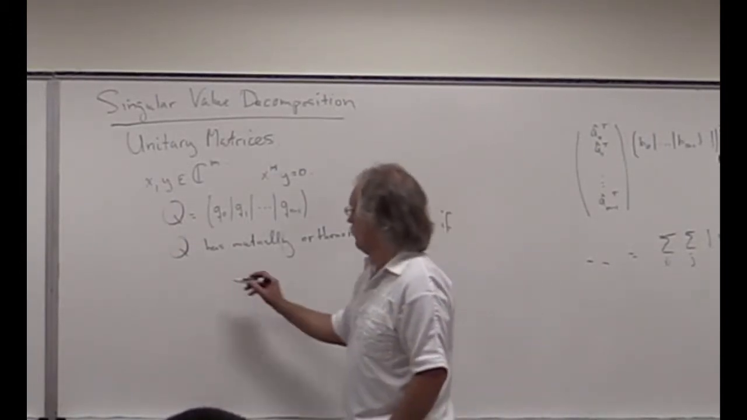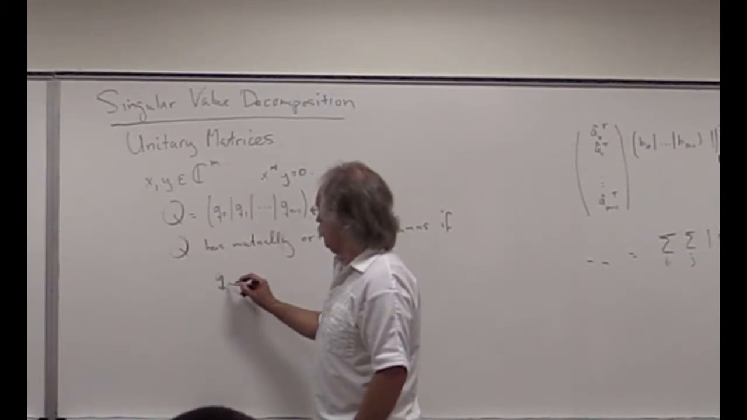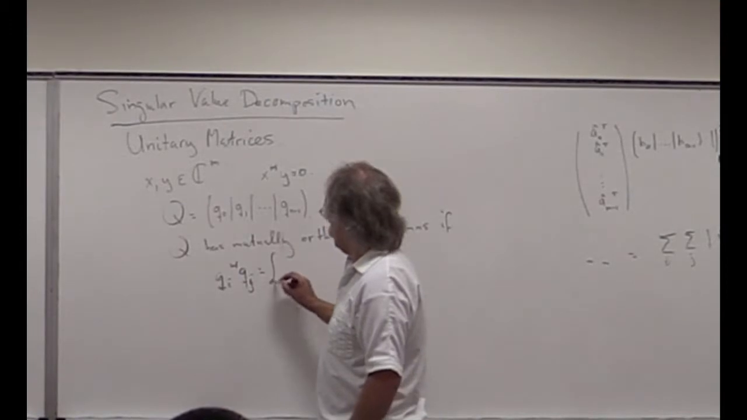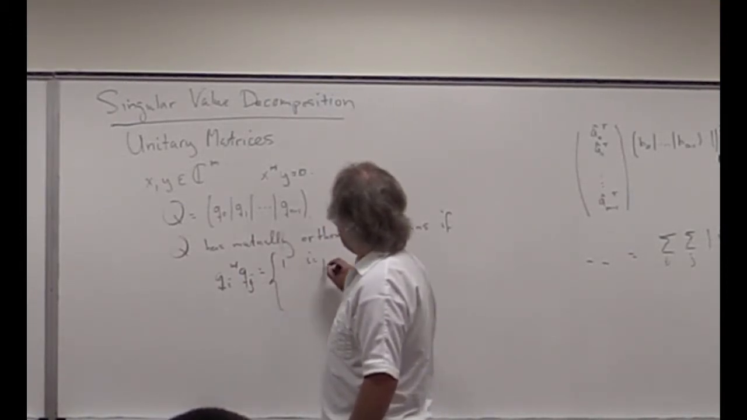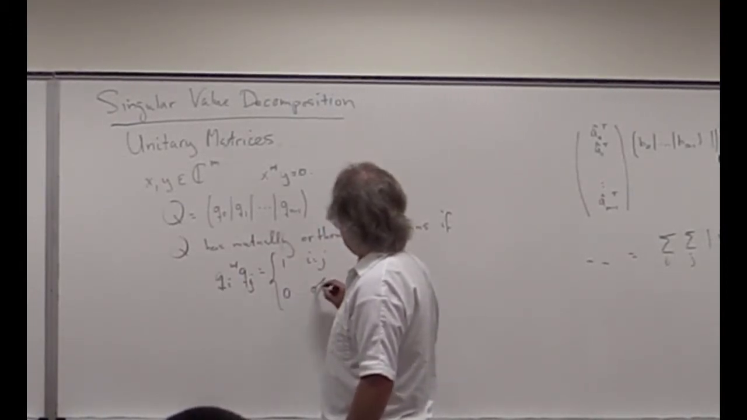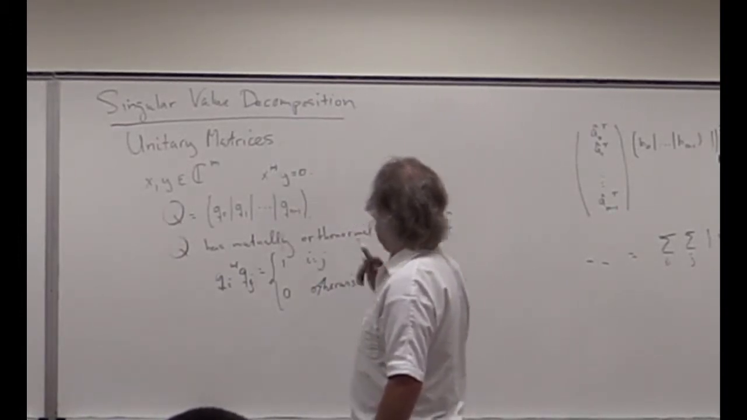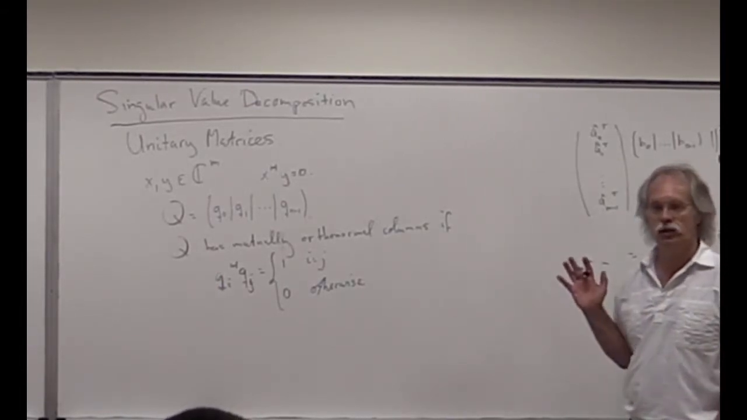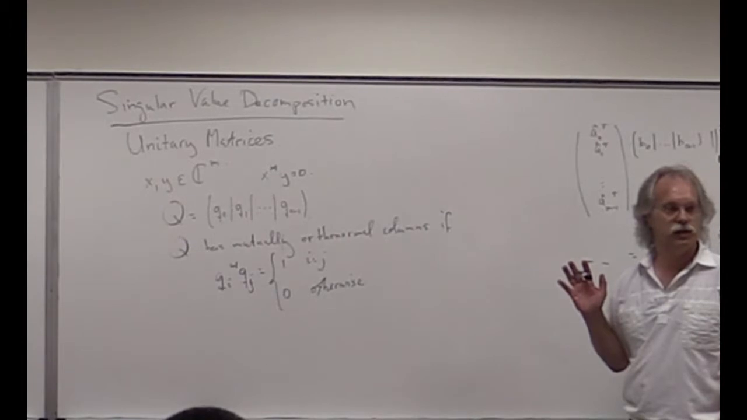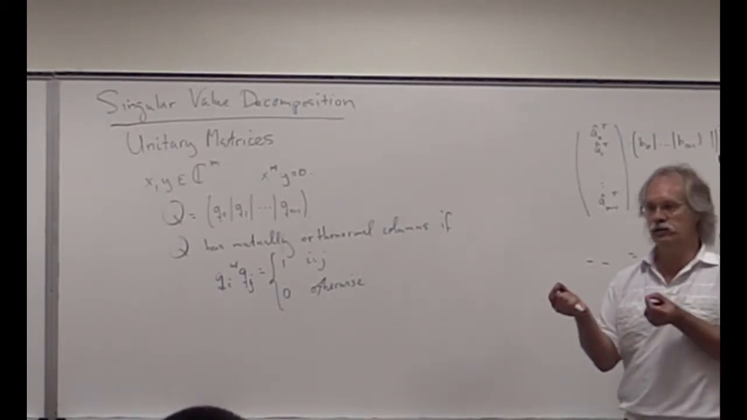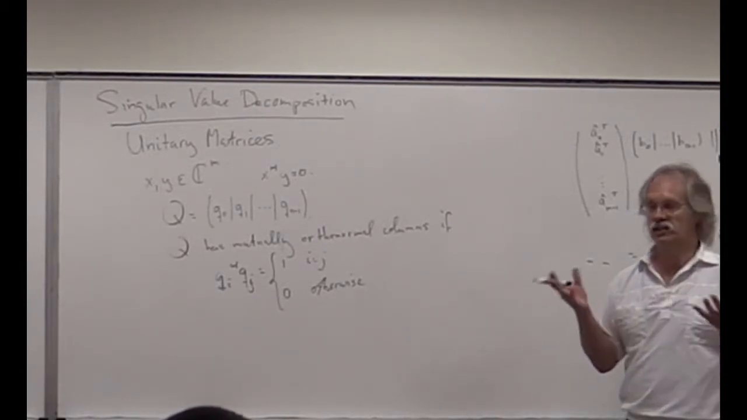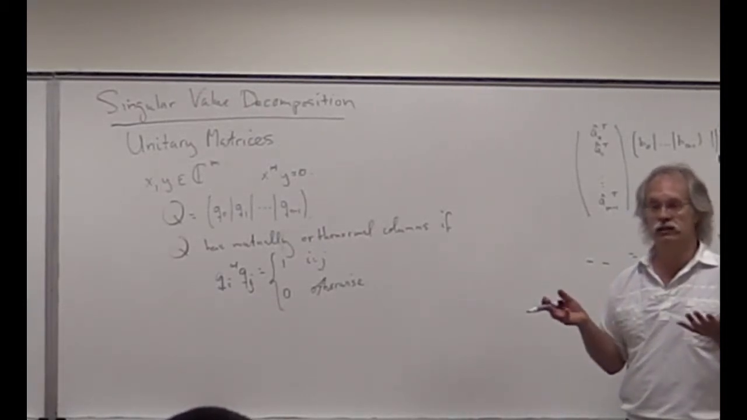Q_i Hermitian Q_j is equal to 1 if i is the same as j and 0 otherwise. Okay? So now we have a collection of vectors. And if you take any pair of vectors, if they're not the same vector, they're orthogonal to each other. What is an example of such a collection of vectors?